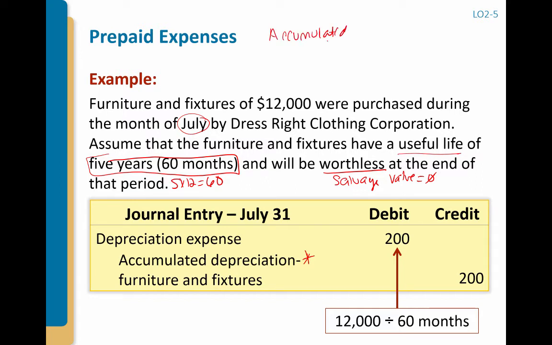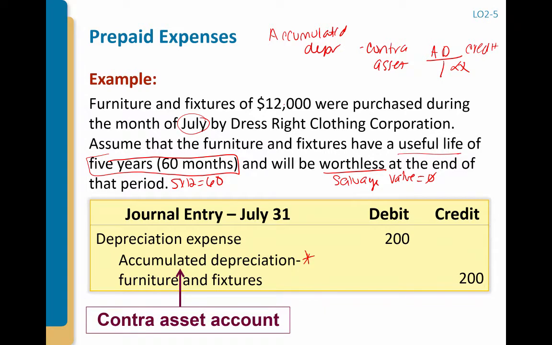Accumulated depreciation is a contra asset account, and as such, it has a credit balance. So accumulated depreciation has a credit balance. So make note of that. So it's our contra asset account.